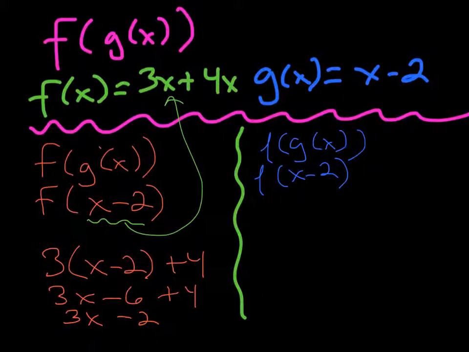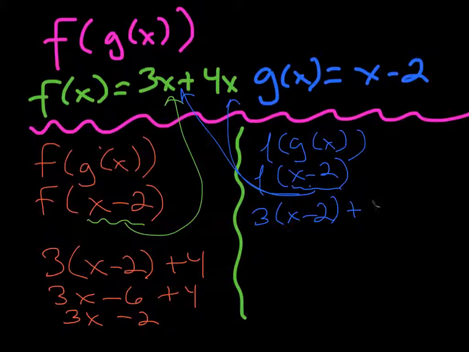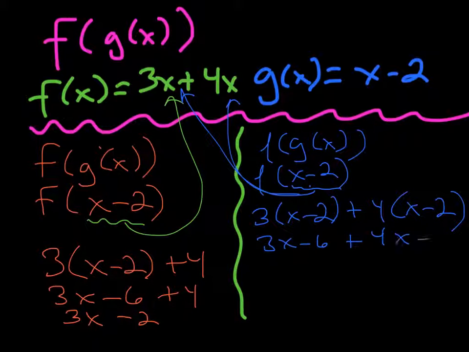And now I'm going to plug this right here in, not only here, but I'm going to plug it in here as well. So now as I write my f function, I'm going to have 3x minus 2 plus 4 and another x minus 2. So wherever you see an x, that's where you need to put in what's in parentheses. So 3x minus 6 plus 4x minus 8. So I get 7x minus 14.